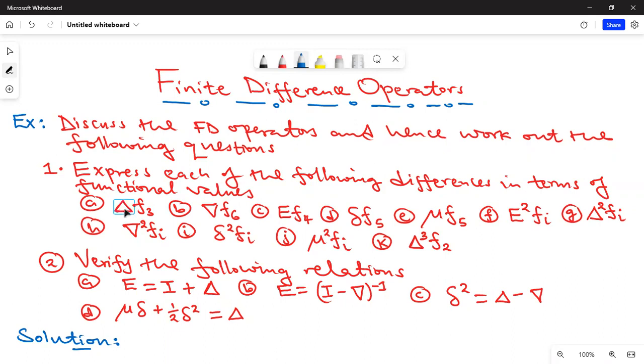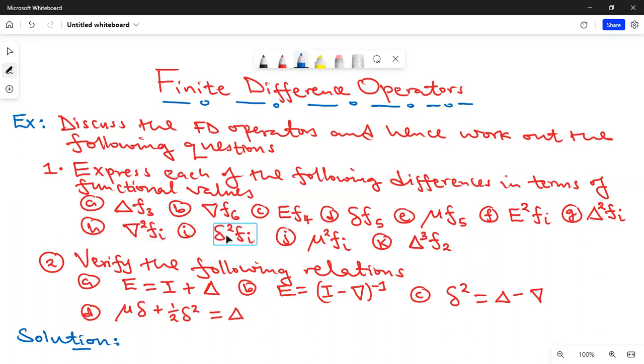In part A, we have the forward difference of F3, part B is the backward difference of F6, part C is the shift of F4, and part D is the central difference of F5. Part E is the averaging of F5. Part F is the second shift of Fi. G is the second forward difference of Fi. H is the second backward difference of Fi.